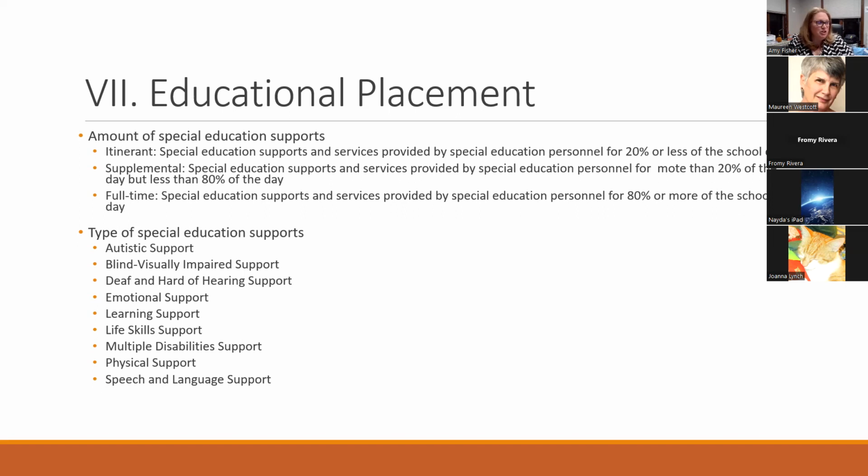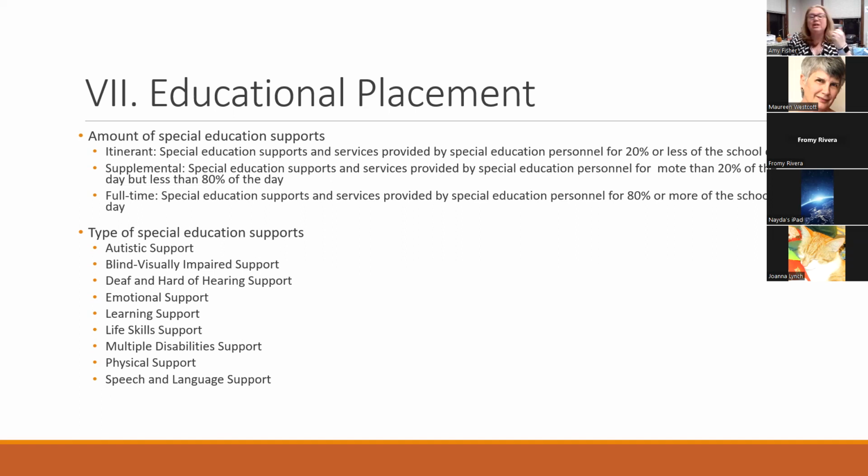The type of special education supports are these categories provided by the Pennsylvania Department of Education: autistic support, blind visually impaired support, deaf and hard of hearing support, emotional support, learning support, life skills support, multi-disability support, physical support, speech and language support. Now, these are based on the type of support the student is receiving, not necessarily the child's diagnosis or qualifying disability.